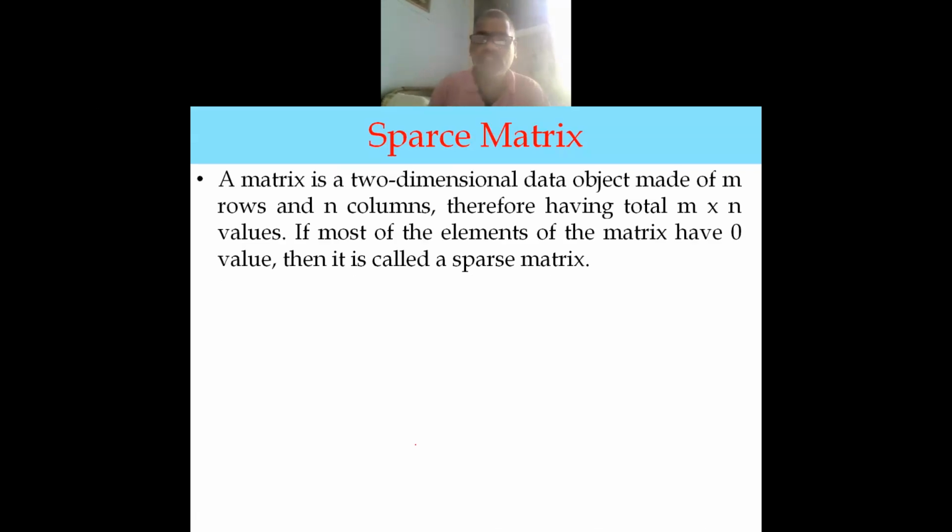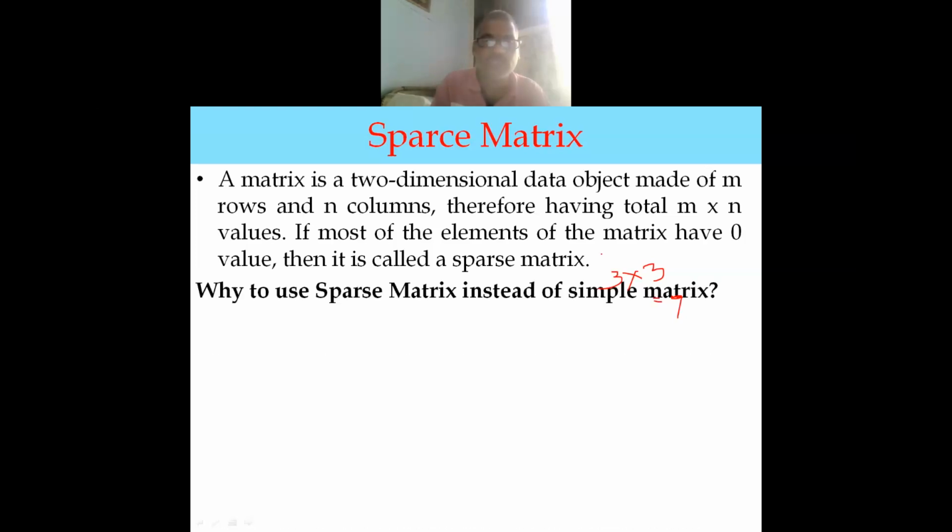Now, what is meant by a sparse matrix? It is a matrix which has more zero elements than non-zero elements. For example, if you take a 3 by 3 matrix, we have totally 9 elements. Out of these 9 elements, if most of them are zero, generally more than half of the elements are zero, then it is called a sparse matrix.